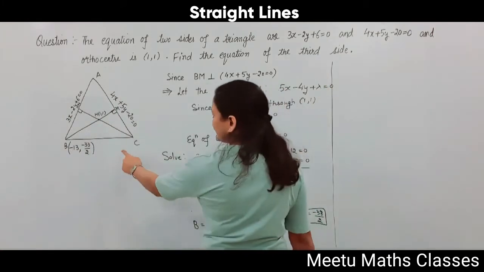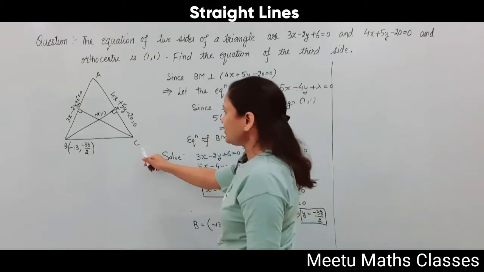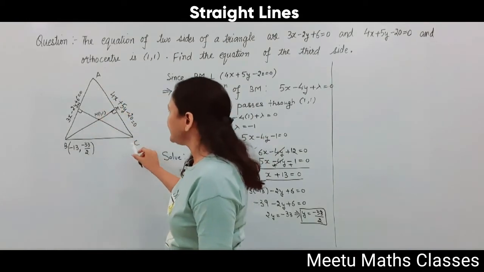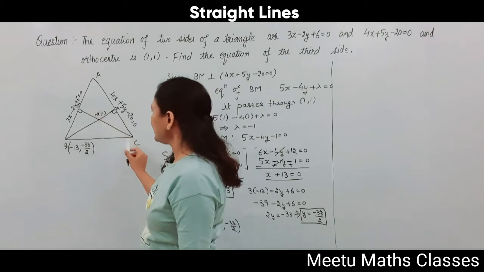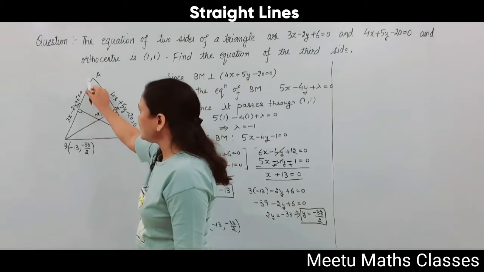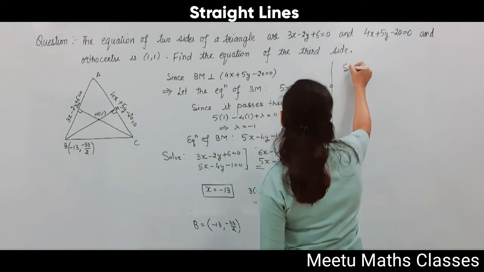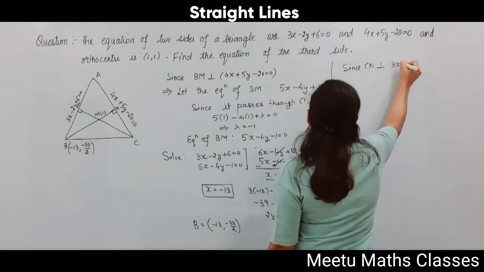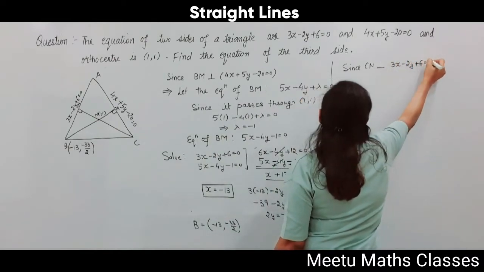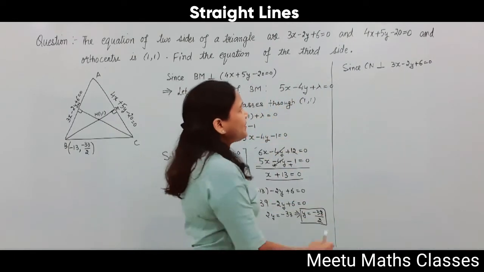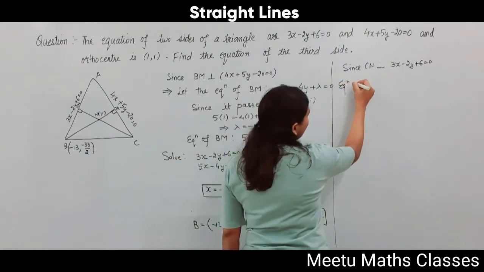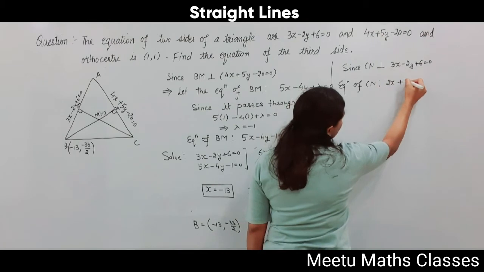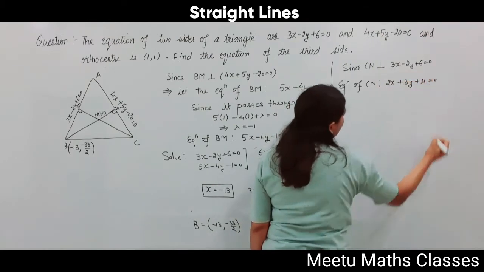Now similarly you can find out the coordinates of C. We know that C is the intersection point of AC and CN. Let us find the equation of CN. Since CN is perpendicular to AB, whose equation is 3x minus 2y plus 6 equals 0, let the equation of CN be of the form 2x plus 3y plus mu equals 0.